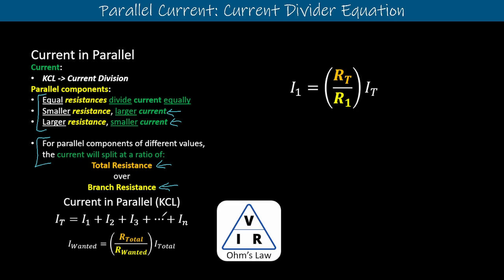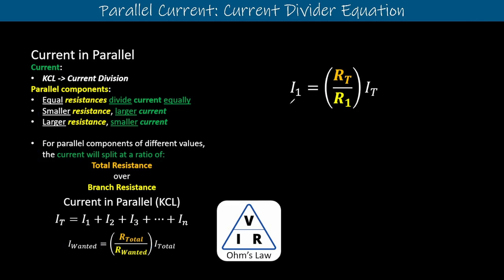Right? Our voltage divider equation did the opposite. We put the resistance we wanted on top and the resistance total on bottom. So this is going to be backwards from that voltage divider equation. And it's going to give us our wanted current is equal to the total resistance divided by the resistance that we want to know the current through, multiplied by our total current.